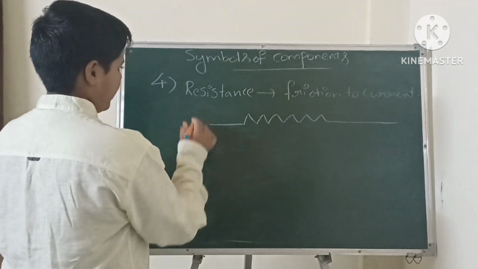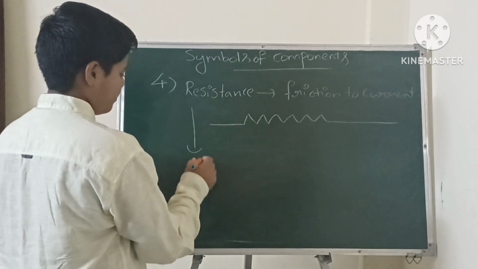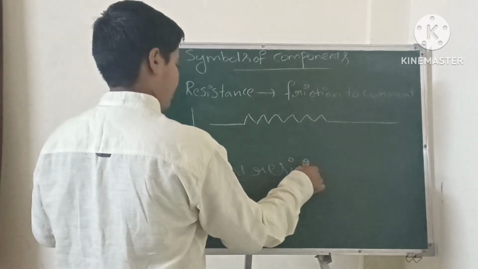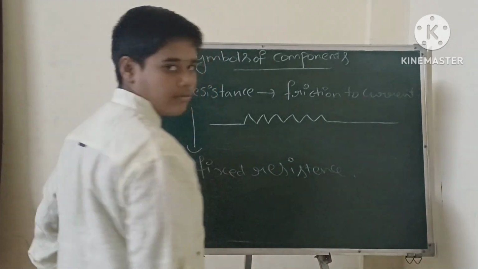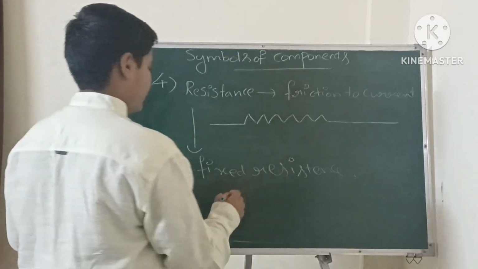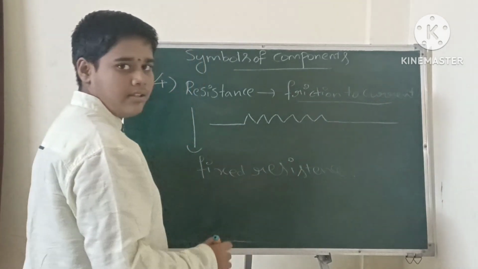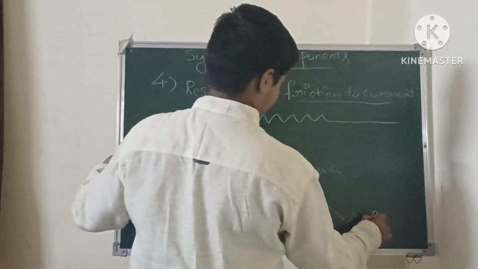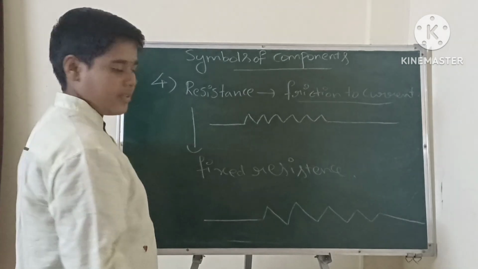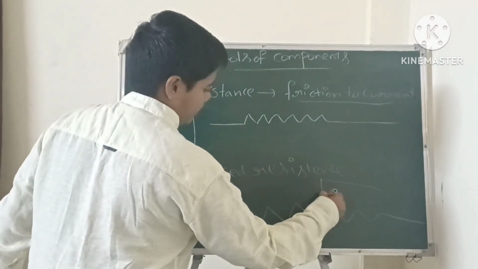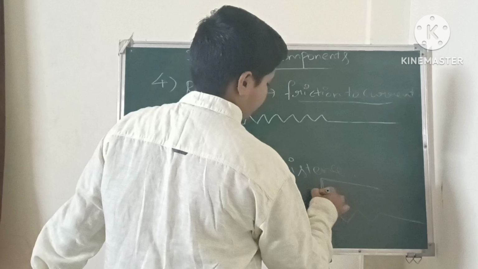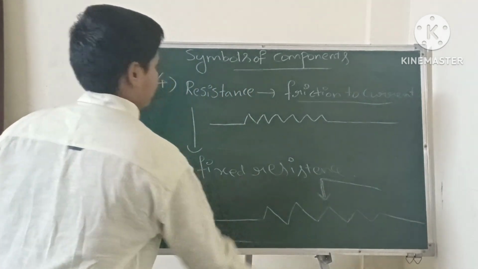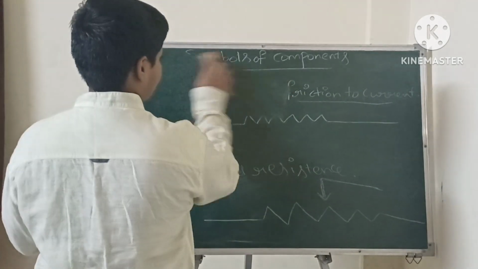Okay, and here there are two types. This is one of the resistances, and the next one is fixed resistance. Fixed resistance means friction to current, but the symbol changes. It will be like this, and we have to show it with an arrow mark for fixed resistance. Okay? So these are some important symbols.